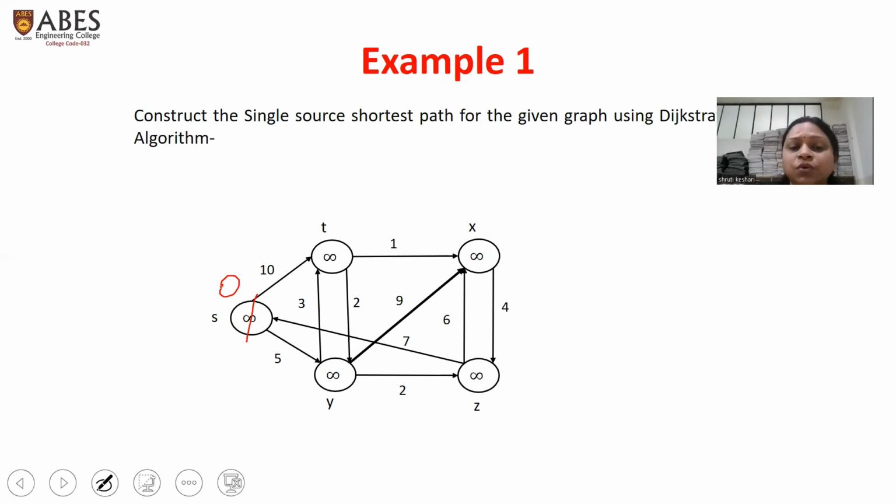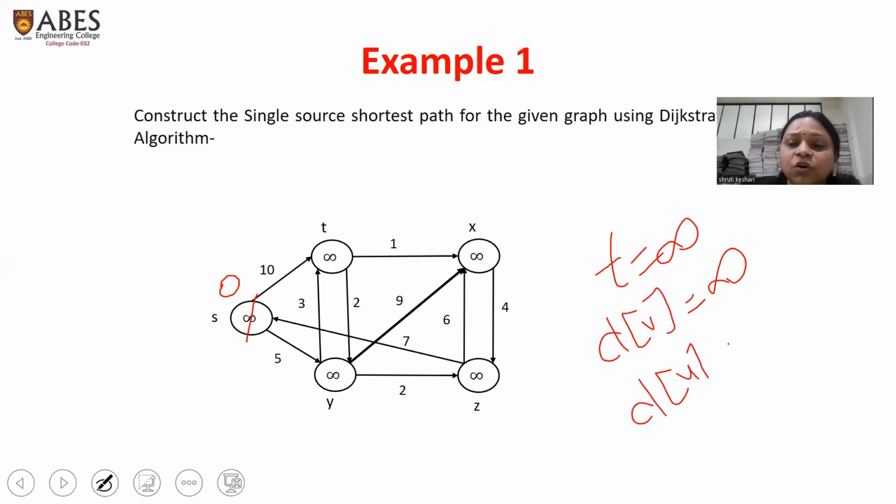Now access the node S and update the values of T and Y, because T and Y are adjacent to node S. Here the cost of T is infinity. Then you can say that the cost of V is infinity, the cost of U is 0, and the weight of U comma V is equal to 10.